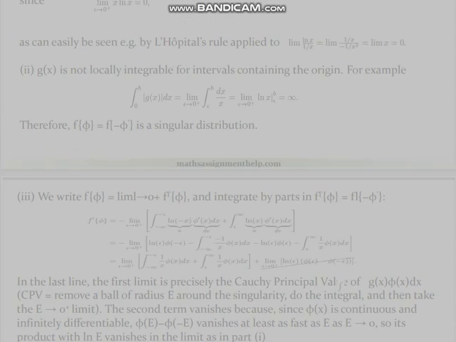Since, as can easily be seen e.g. by L'Hopital's rule applied to this limit, g(x) is not locally integrable for intervals containing the origin. For example, therefore f' of phi equals f of minus phi' is a singular distribution.